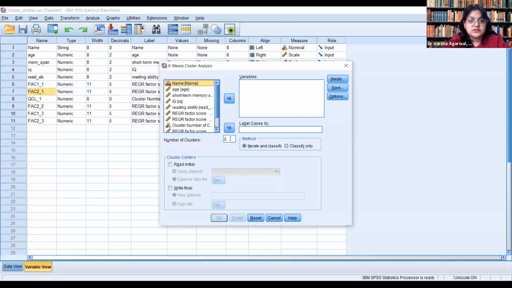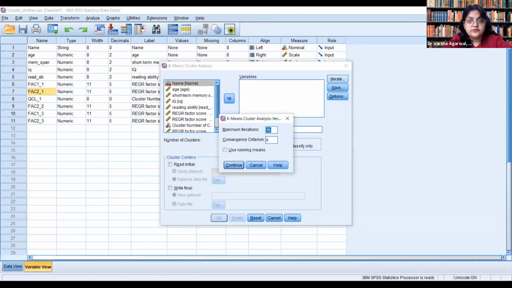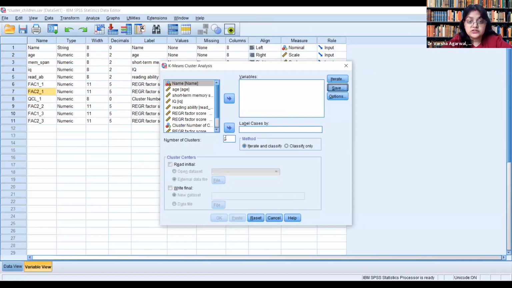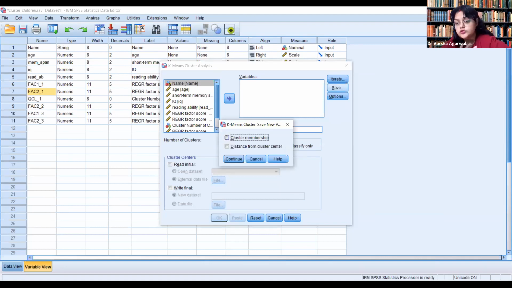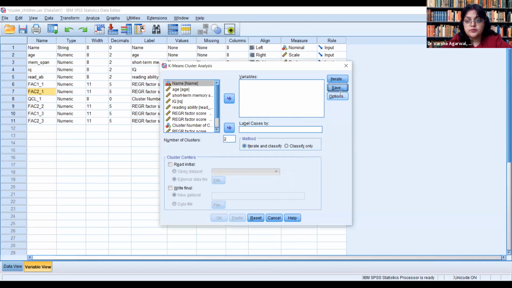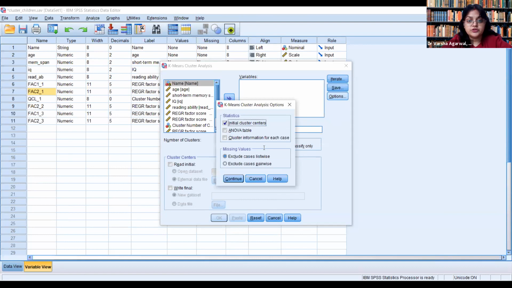So k-means cluster. This is the number of clusters; I have put 2 here. Okay, I tried and classify. Anything else? Here I do not need to save. So cluster membership, I need to know who belongs to which cluster. If I don't do it, I will not be able to know it. So cluster membership, and then options. Nothing you need to do here. If you want to know cluster information for each case, you can click this tab, okay, and then continue.